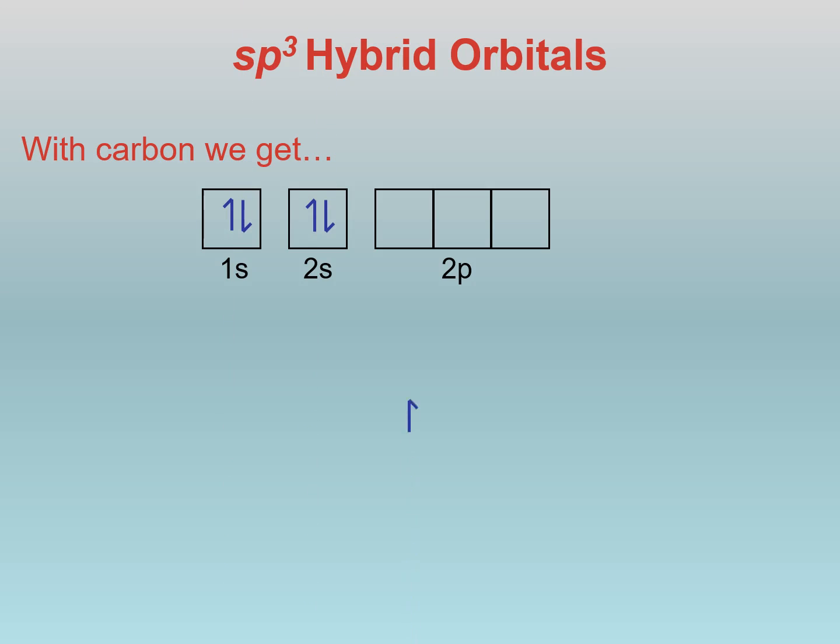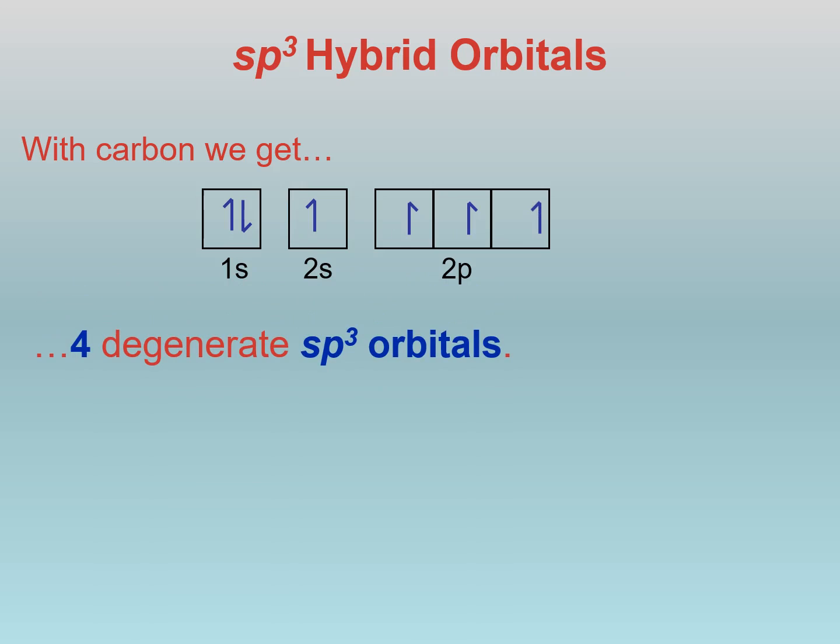All right, so next we're going to do carbon. Here's your ground state for carbon. We hit it with energy, and we move 1 electron to the empty p orbital over here. And now if you look, we've got 1, 2, 3, 4. We call that 4 degenerate sp3 orbitals, s p p p for sp3.